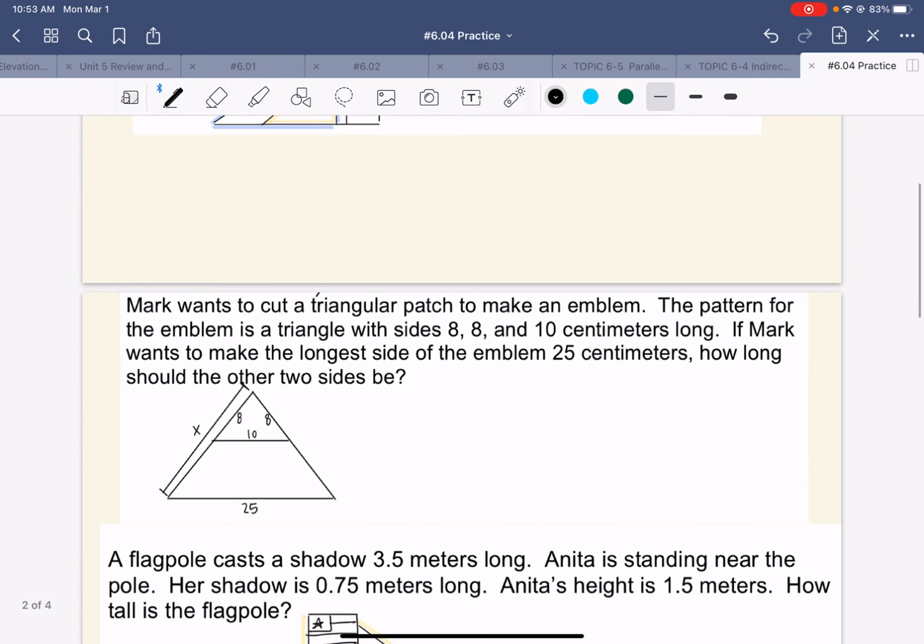But a question like this one right here where it says Mark wants to cut a triangular patch to make an emblem, I will draw those for you just because that's a little bit harder to determine what kind of triangle it should be.